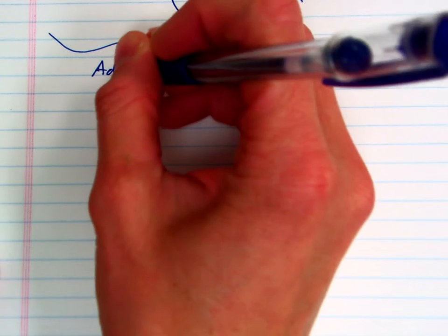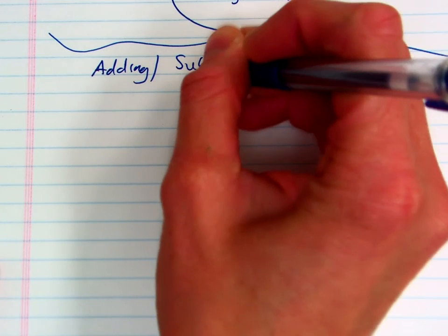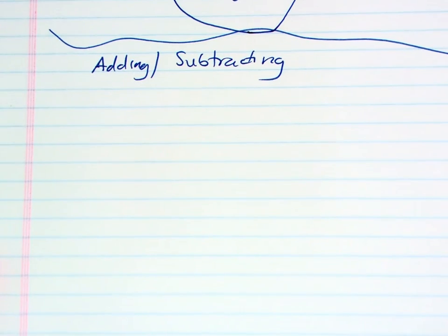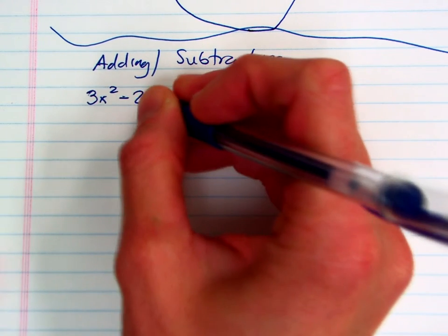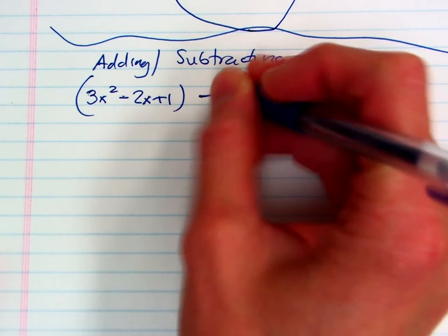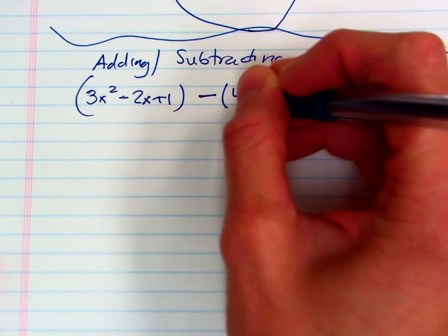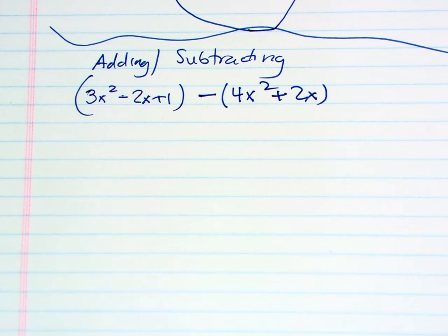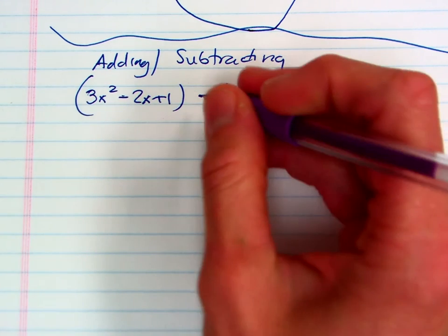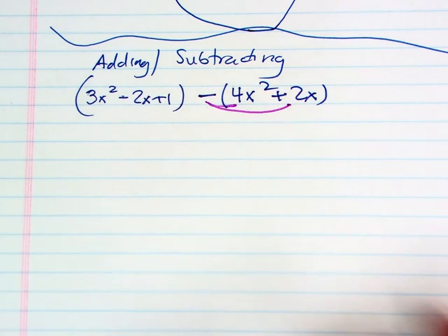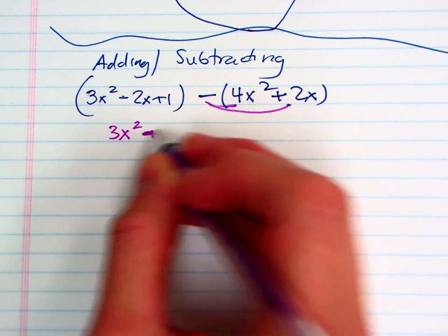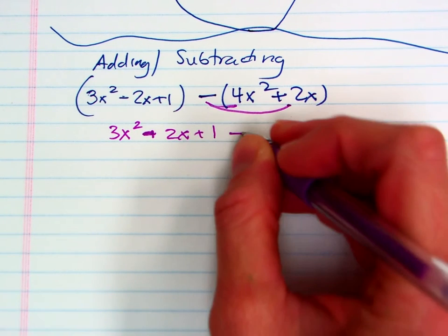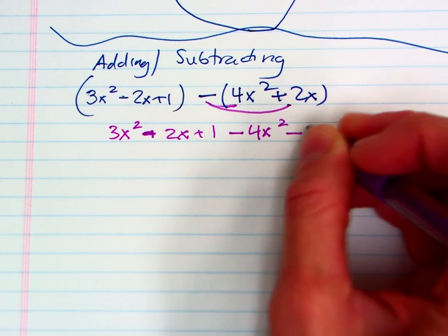Okay, so let's just talk about adding and subtracting. This involves combining like terms. For example, if I had 3x squared minus 2x plus 1 minus 4x squared plus 2x. First thing is I'll distribute the negative to both terms. So I have 3x squared minus 2x plus 1 minus 4x squared minus 2x.